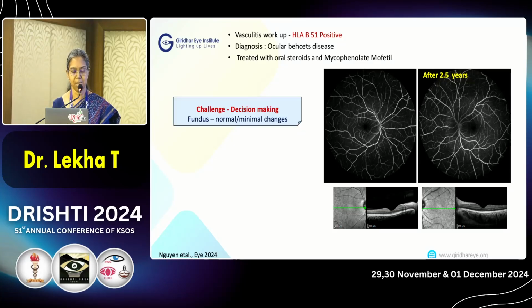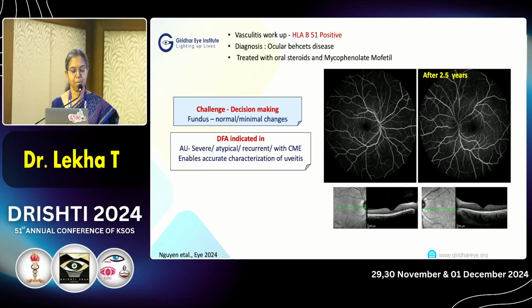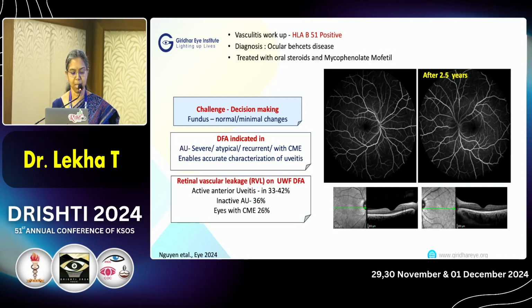So the challenge was in the decision making, because many times when the findings are predominantly in the anterior segment, we may not proceed with detailed imaging. But DFA has a role in any case of very severe, atypical or recurrent anterior uveitis, or those cases with CME, because the information we get from the imaging enables more accurate characterization of uveitis. Ultra-wide field DFA is especially useful in picking up vascular leakage, not only in active uveitis but also in inactive uveitis and in eyes with CME.